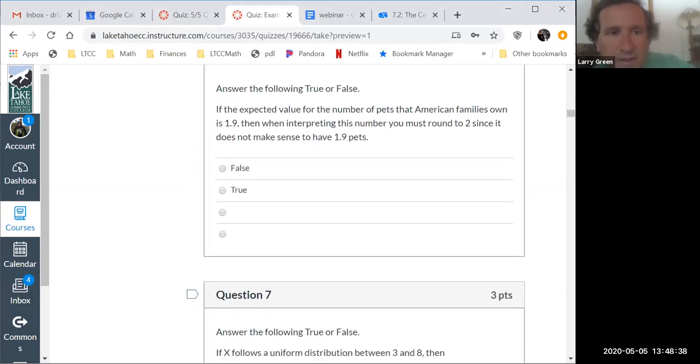Okay, question 6. If the expected value for the number of pets that American families own is 1.9, then when interpreting this number, you must round to 2, since it does not make sense to have 1.9 pets. So what do you think? Okay, yeah, this one's false because there's a key word in the expected value interpretation. What's the key word that's going to make this one false? Remember, there were like 4 keywords I told you had to have in your interpretation? One of them makes this false.